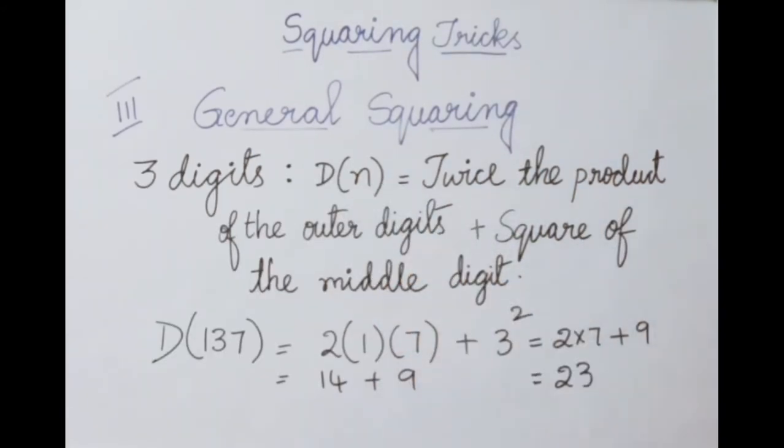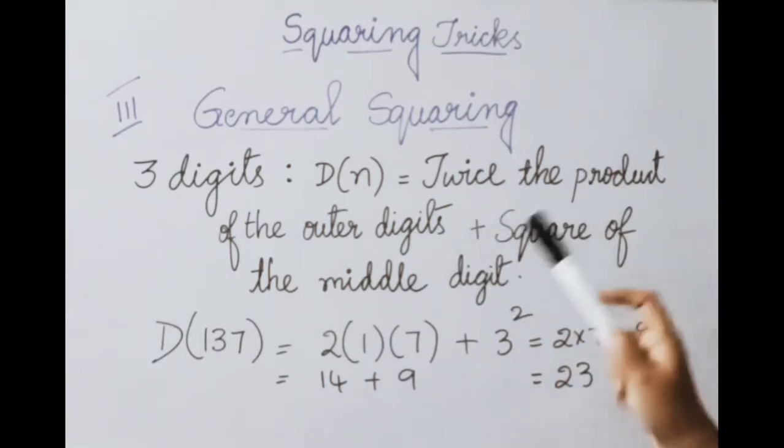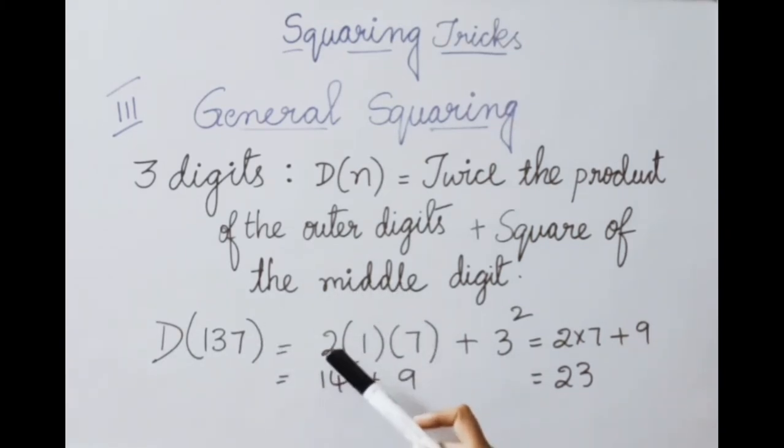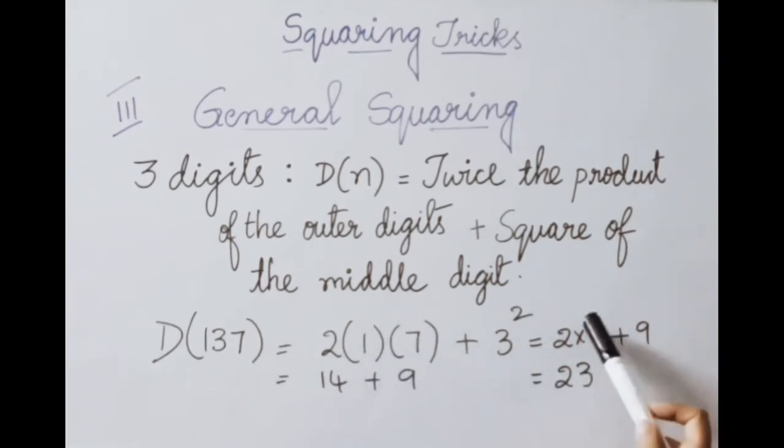See now duplex of 3 digits. What is the rule? Twice the product of the outer digits plus square of the middle digit. See the example, duplex of the 3-digit number 137. What do we have to do first? Twice the product of outer digits. What are the outer digits here? 1 and 7. So twice, that is multiplied by 2. So 2 into 1 into 7. Then what we have to do? Square of the middle digit, 3 square, we have to write now. So 1 into 7 is 7. 2 7s are 14, plus 3 square means 9. 14 plus 9. So our answer is 23. That is duplex of 137, the answer is 23.